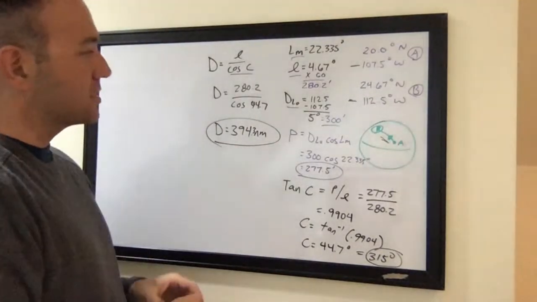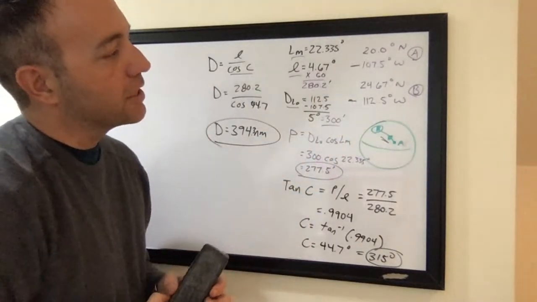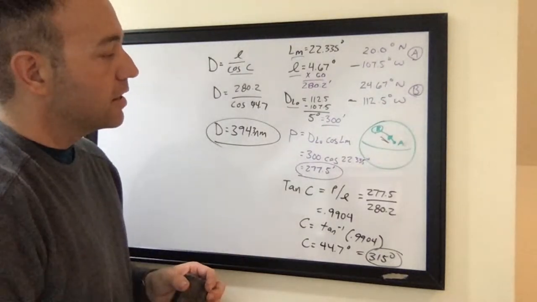So you do have to memorize a little bit of stuff when you're doing these. But this is one of the two types of problems they can give you. They're going to give you two positions and ask you for the course and the distance to steam. And that's the way to do it.